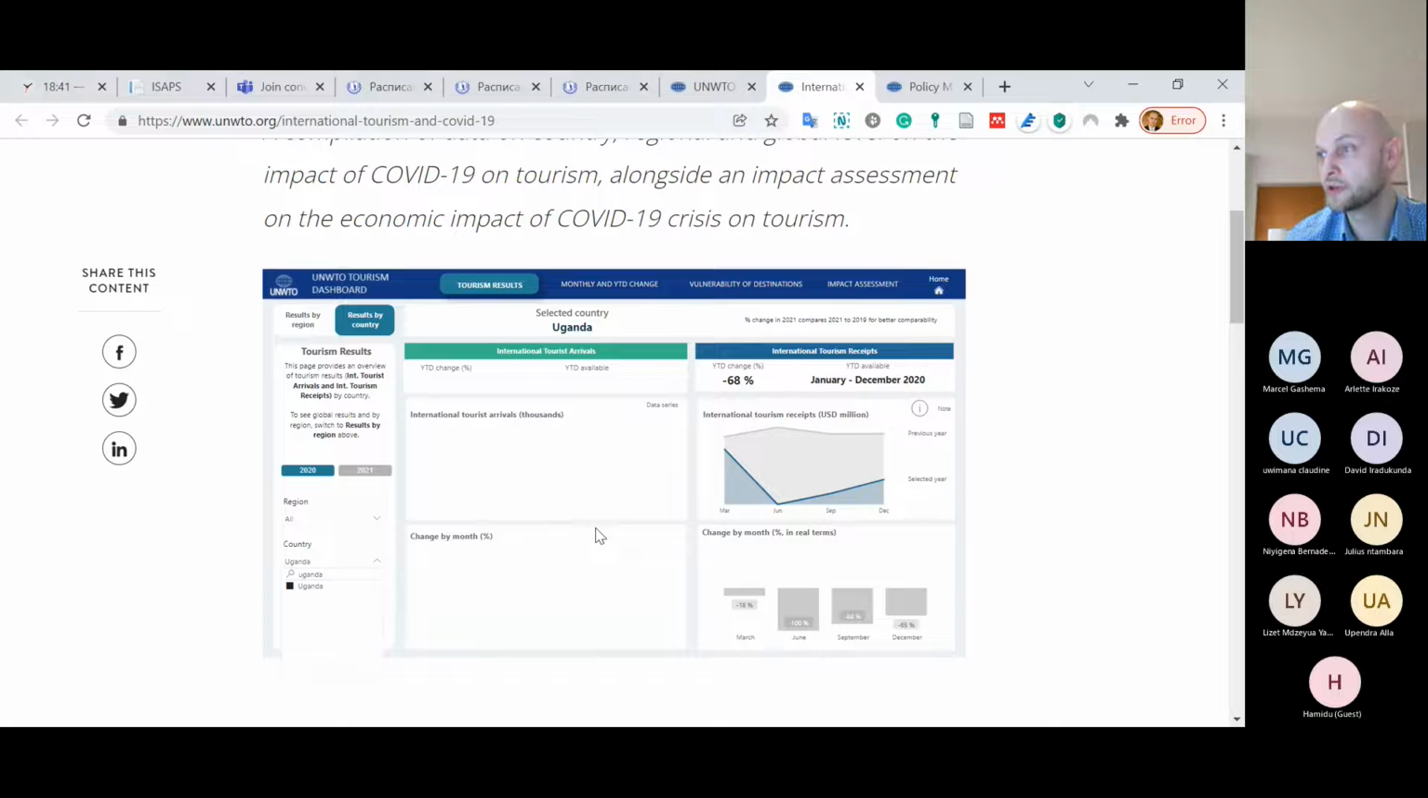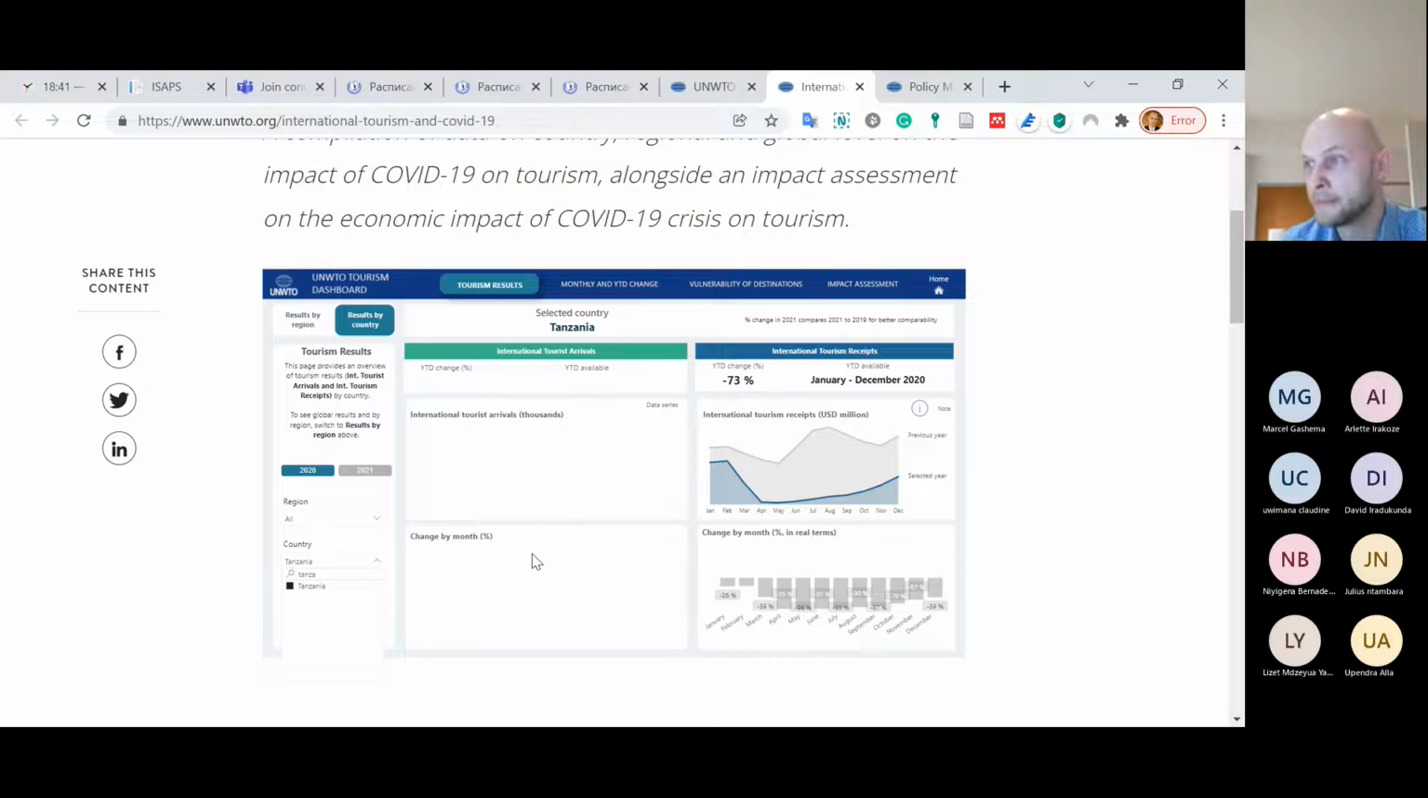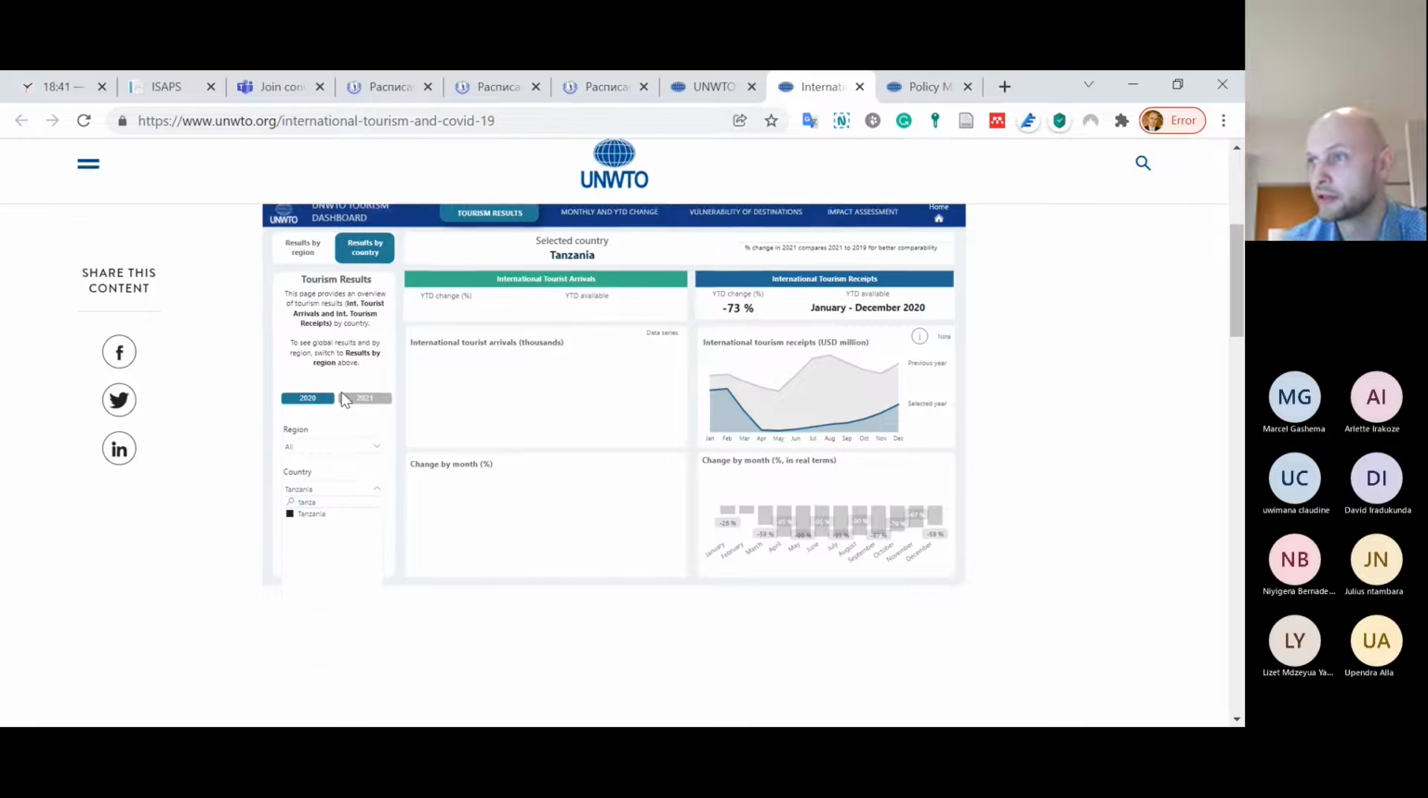It seems we even don't have information given by the government of Uganda about tourism statistics. Okay, could be. Then let's proceed to another country. So we have Tanzania. And Tanzania is very famous for its national parks. So let's see. No information. Okay.